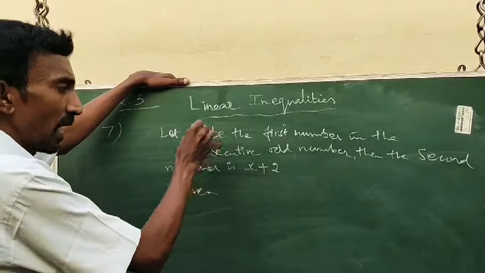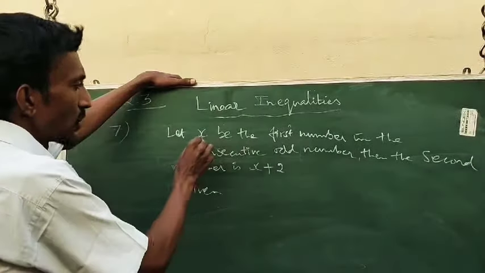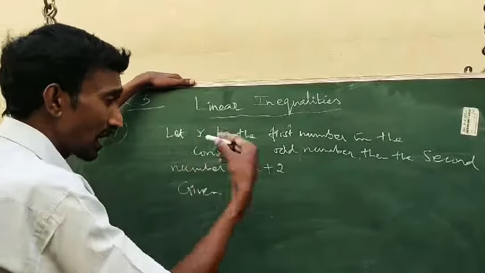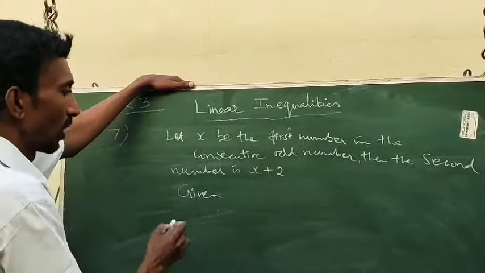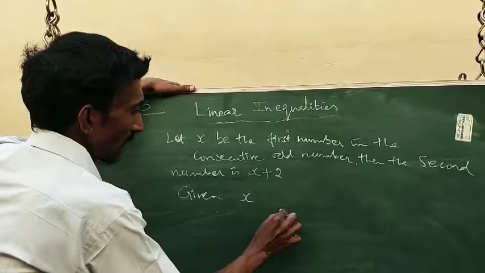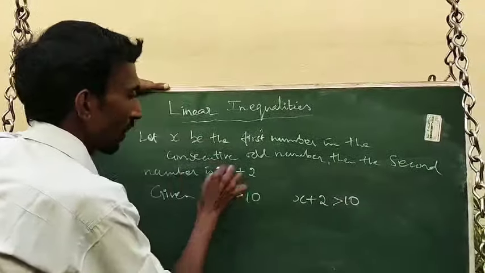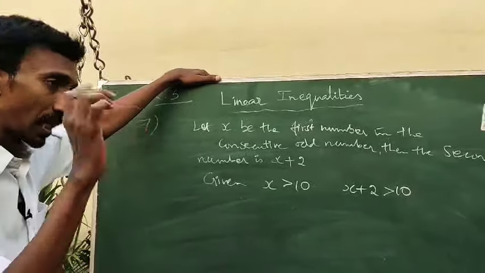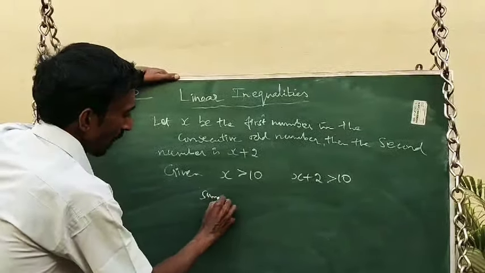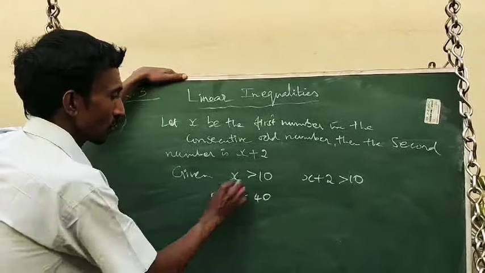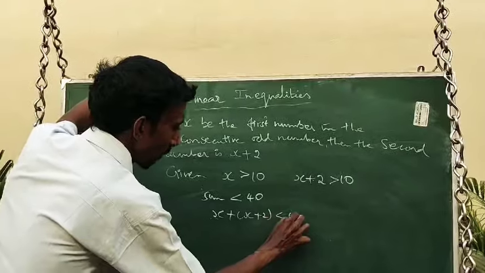If we take consecutive, it means the first number and the next. So x is the first number and the next odd number is x plus 2, because x plus 1 is an even number. Given that x and x plus 2 are both greater than 10. Are you clear? It is the given condition. And the second condition is the sum is less than 40. So sum of the two, x plus x plus 2, is less than 40.